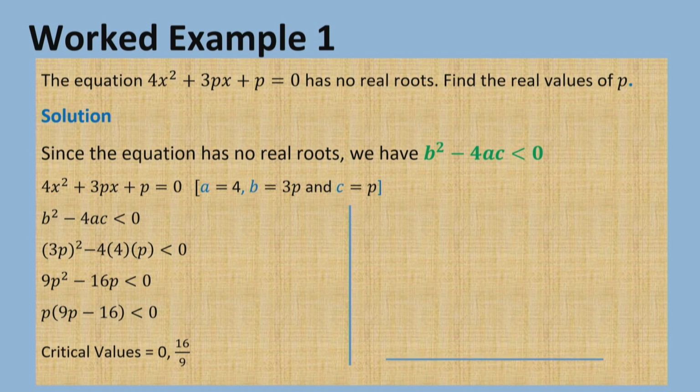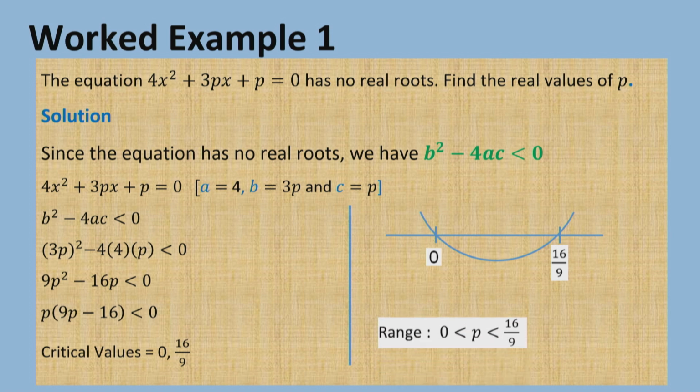Next step, number line. That's right. We put our values, that's 0 and 16 over 9. Is it a minimum or a maximum? Well, we look at the coefficient of p squared, which is 9. It is positive, so we have a minimum. And since it is less than 0, we look at the region where the curve is under the line, that is p will lie between 0 and 16 over 9.